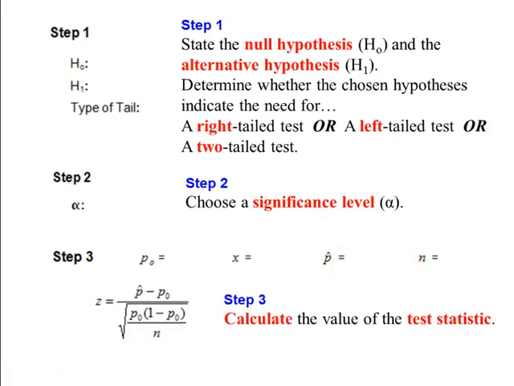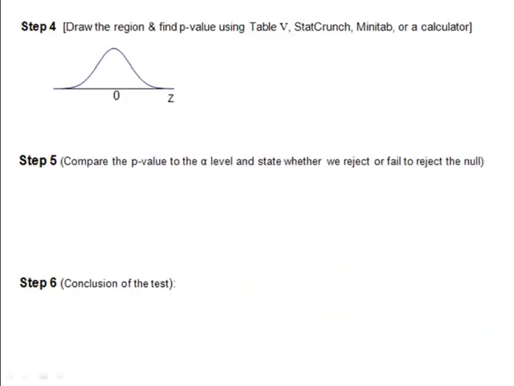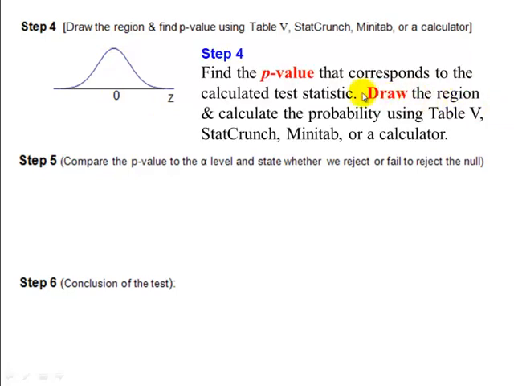Once we have computed the test statistic using this formula, we go on to step 4. Step 4, since the test statistic is a Z, we draw the standard normal Z where the mean is 0. We find the p-value from our test statistic. We draw that region on this picture, and we calculate the probability by using table 5 if you're doing it by hand, but you could also use Minitab, StatCrunch, or the TI 83 or 84.